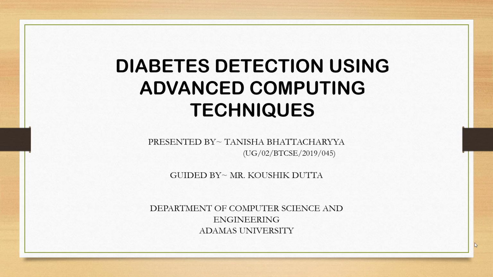So here I have proposed some machine learning and deep learning algorithms to predict diabetes at an early stage. For this, I have used the PIMA Indian dataset consisting of data of 768 PIMA Indian females and 8 attributes. Let us have a look at the dataset.